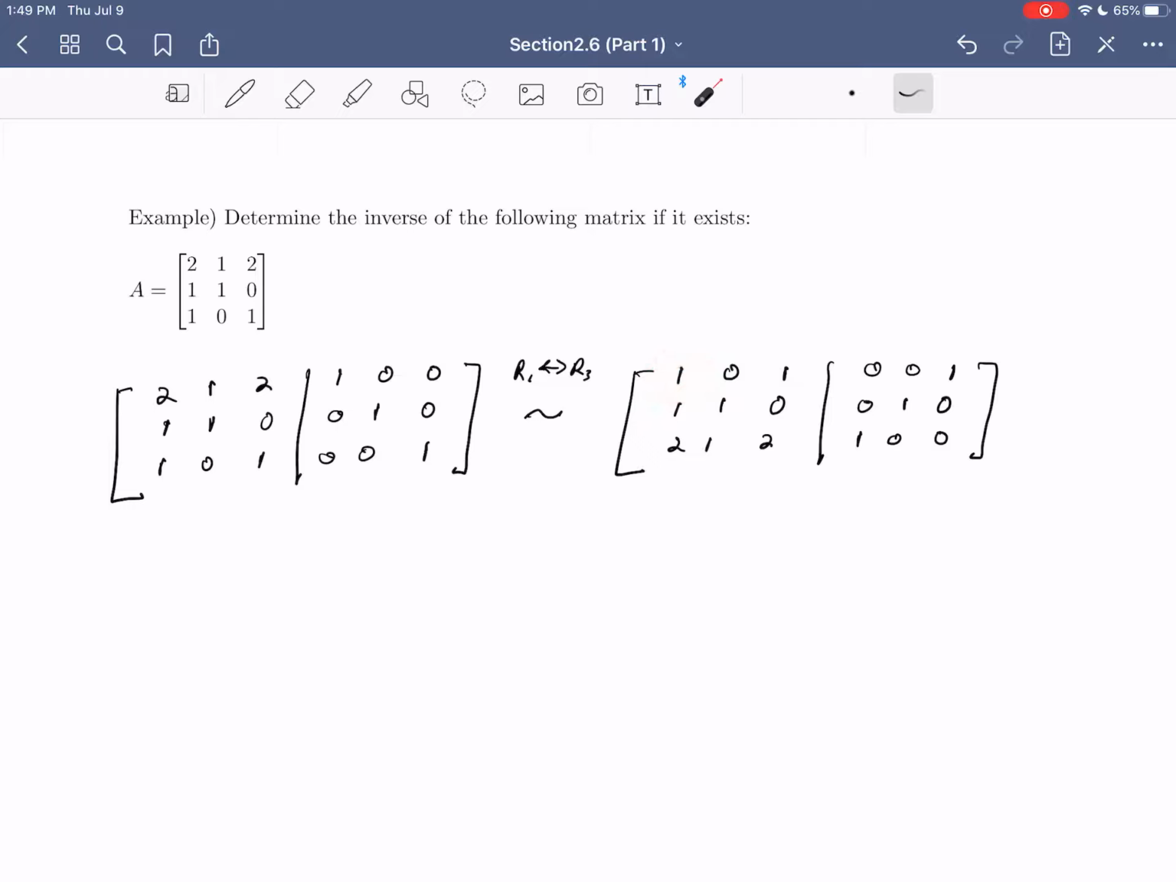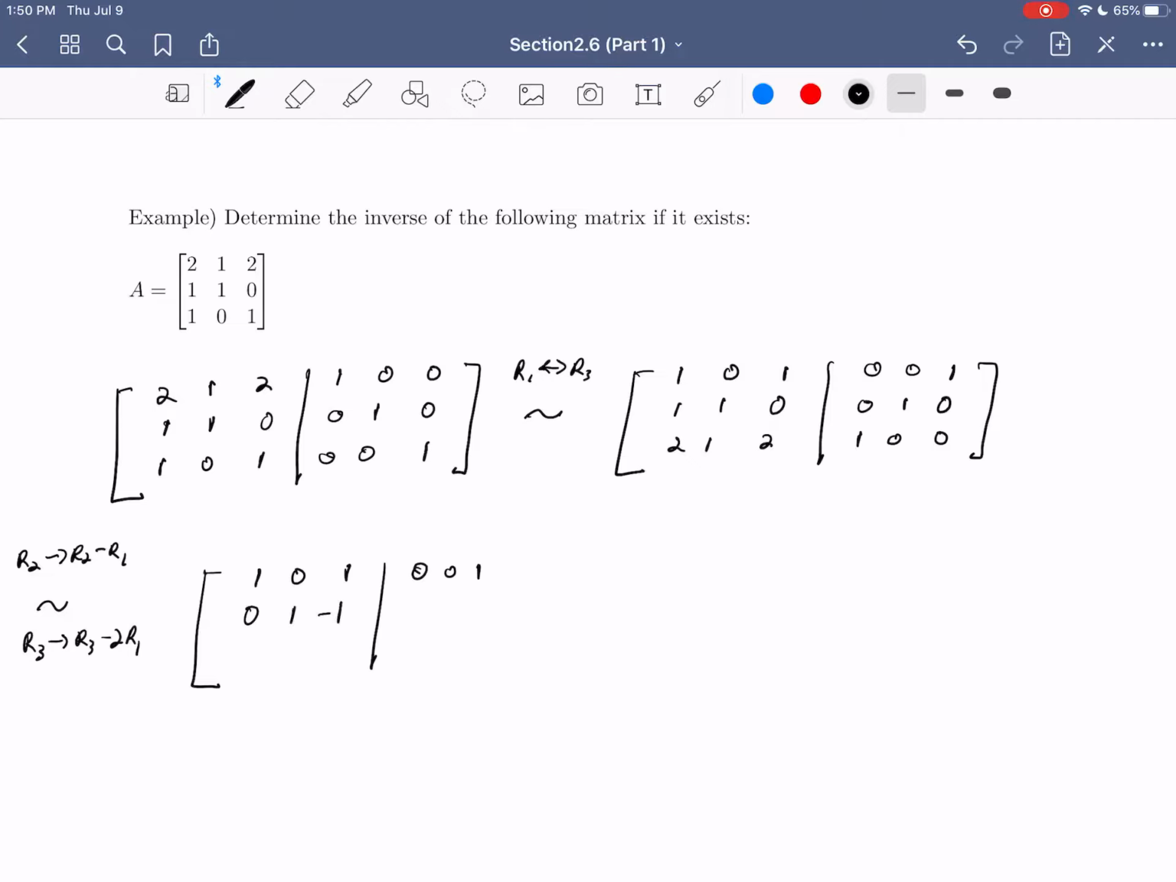Now we have a 1 in that leading position, so we can eliminate the stuff underneath it. So let's do 2 operations. Let's take row 2 and replace it with row 2 minus row 1, and we'll take row 3 and replace it with row 3 minus 2 row 1. So [1, 0, 1 | 0, 0, 1]. Now we're going to subtract, so we're going to get 0, 1, negative 1, and then 0, 1, negative 1. And then here we're going to get 0 and 1. And since we're subtracting 2 row 1, we'll actually get a 0 there, and then 1, 0, negative 2.